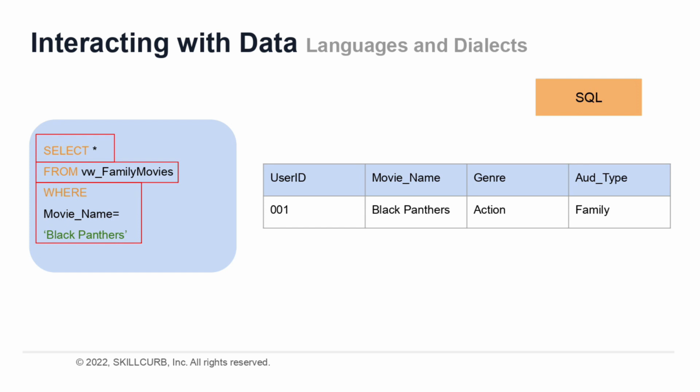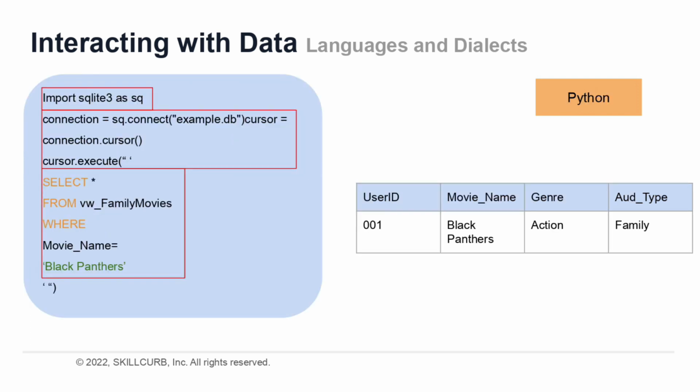So for right now, the only thing you really need to understand about a view is that it is a projection of multiple tables, but looks and feels like a table when you query it. So we're going to select all the columns from a view called Family Movie, where the movie name column is equal to Black Panthers. If we execute that query, it will return this single row from that view or virtual table.